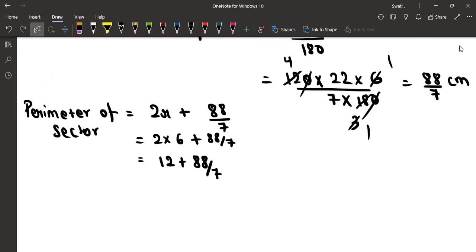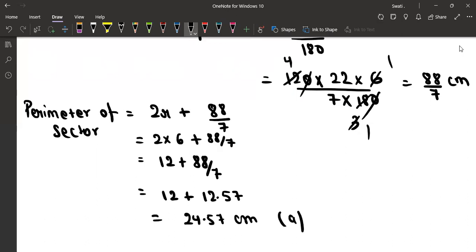Now, if you want, you can just write down this 12 as it is, and you can write down the answer of 88 over 7 in decimal. So let's check what is 88 divided by 7. It is coming 12.57. So of course, the answer is coming approximately. So answer is coming 24.57 centimeter approx. Okay, this is the perimeter of the sector. All right, we are done with this question. Let's move to the next one.